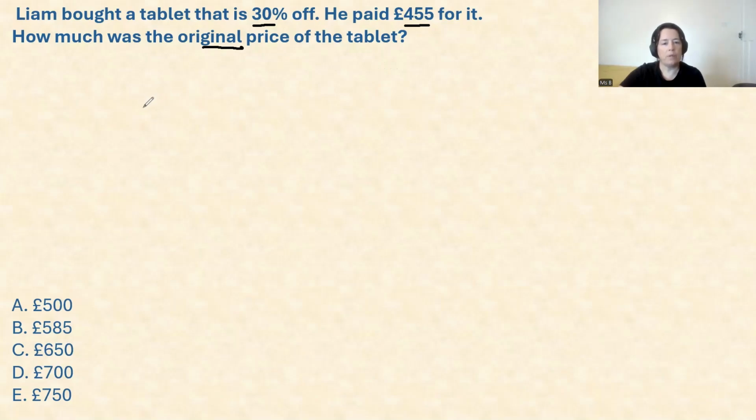We know that Liam bought a tablet. He paid £455 for that tablet. The original price of the tablet is £455 plus 30% equals original price.